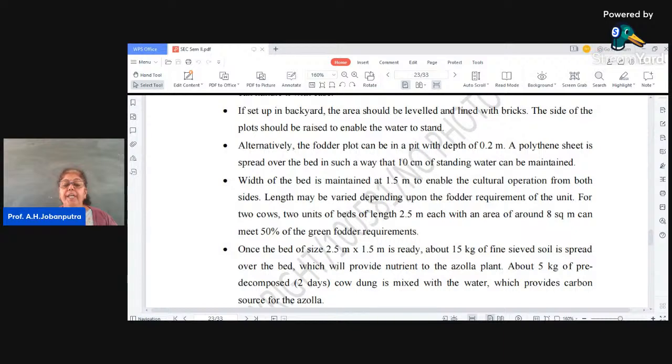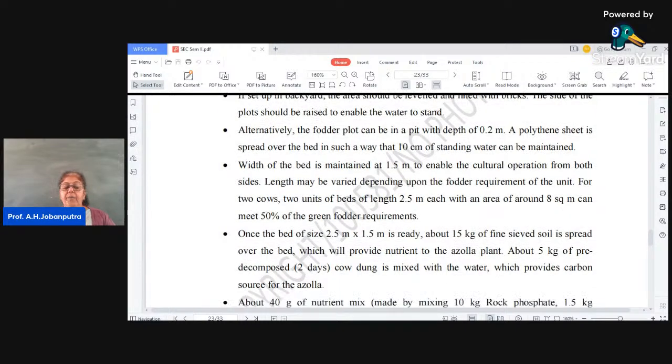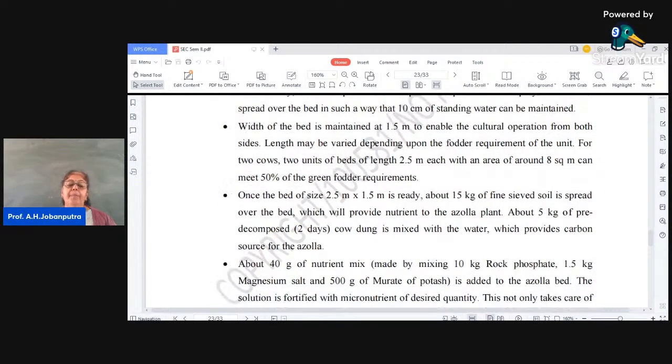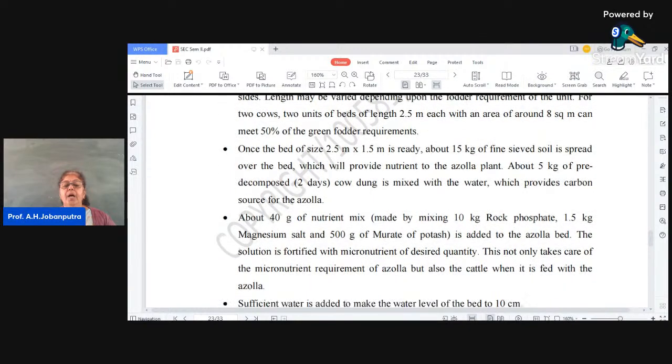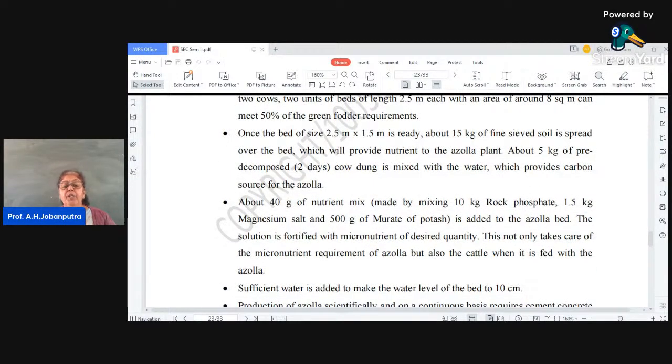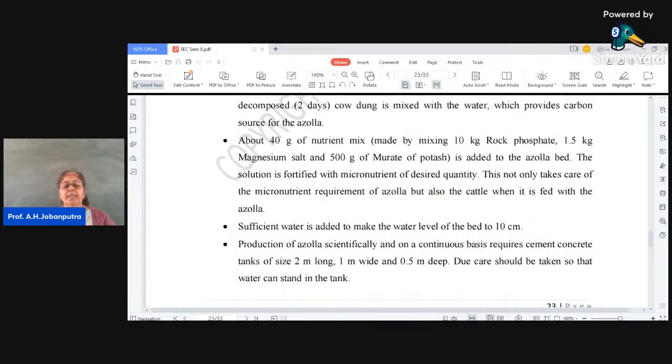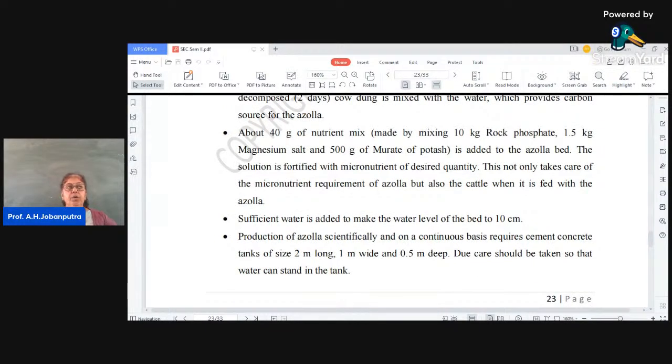You add 5 kg of pre-decomposed cow dung, and that will provide the carbon requirement of Azolla. Nearly 40 kg of nutrient mix, that is 10 kg rock phosphate, 1.5 kg magnesium salt, and 500 grams of potash. They are then added to the Azolla bed. You can also add some micronutrients in it. And then you add water to make a layer of 10 centimeter.